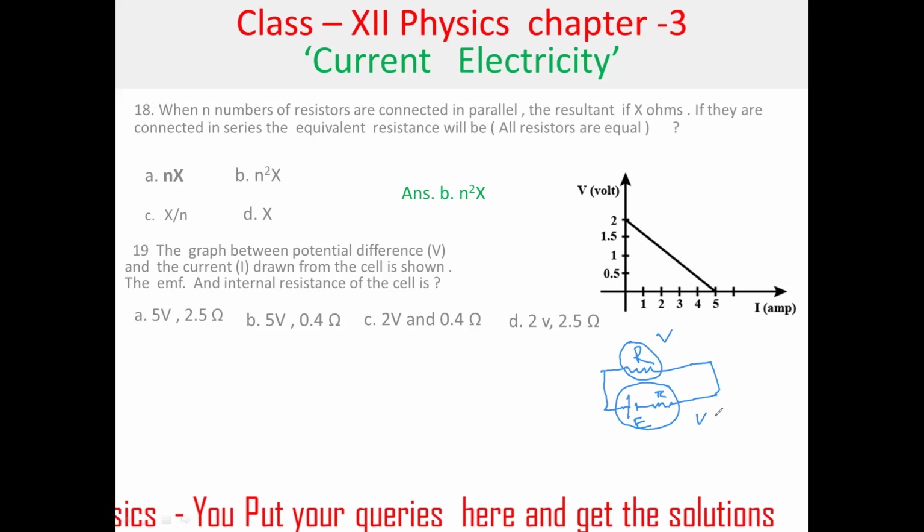So we can write here V equal to E minus I into r, if the current flowing through the circuit is I. So this is the equation. See this equation, if we compare with the equation y equal to mx plus c, where m is the slope of the curve in this kind of curve, and c is the intercept, this is compared to E and this is compared to r, okay.